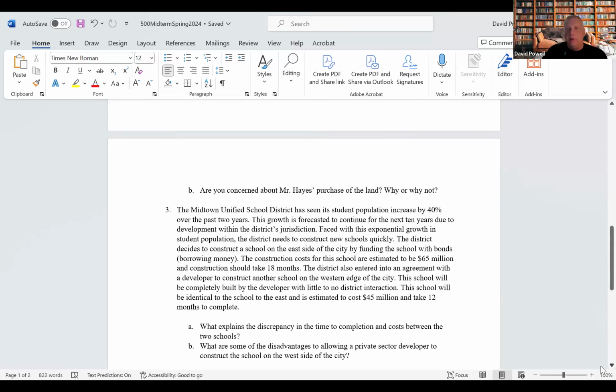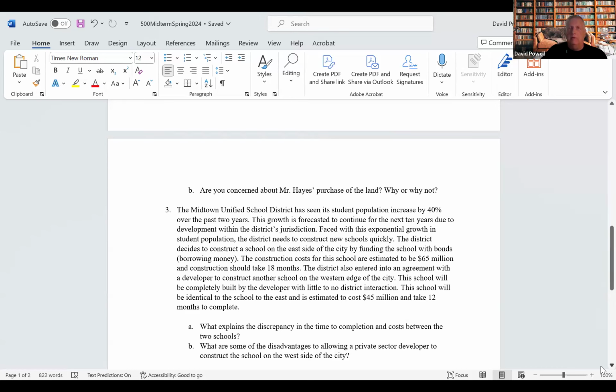Scenario number 3 looks at some of the information that we are covering tonight in terms of differences between the public and private sectors. So the Midtown Unified School District has seen its student population increase by 40% over the past 2 years. This growth is forecast to continue for the next 10 years due to development within the city's jurisdiction. Faced with this exponential growth in student population, the district needs to construct new schools quickly. The district decides to construct a school on the east side of the city by funding the school with bonds.